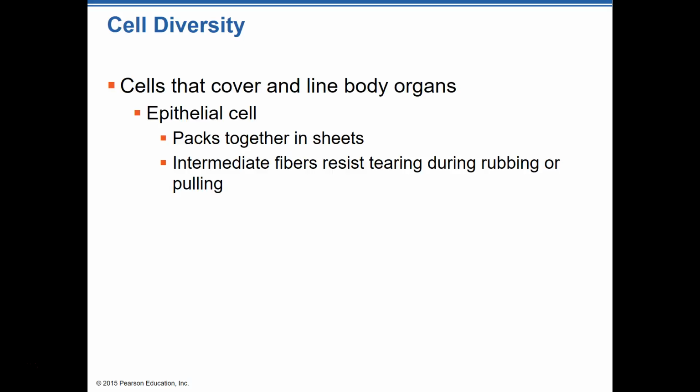All right, so we also have epithelial cells, and these are in the category of cells that cover or line the body organs. These are sheets of cells packed together, and they have those intermediate fibers that resist tearing during rubbing and pulling.